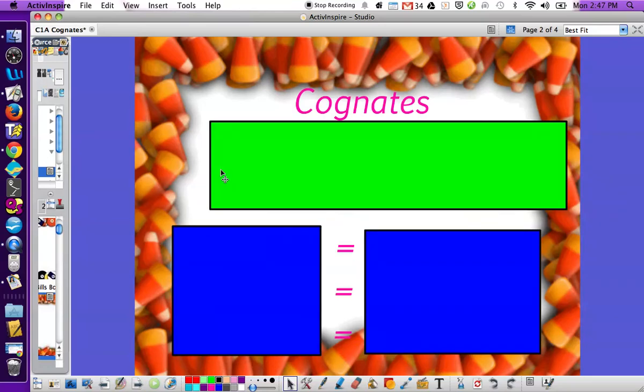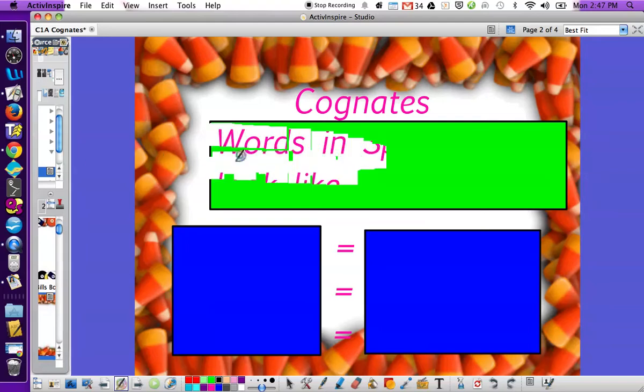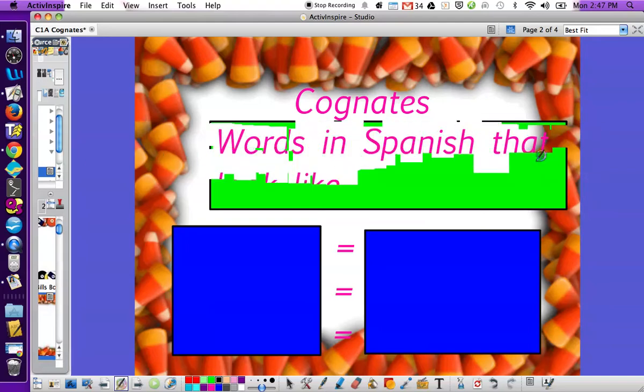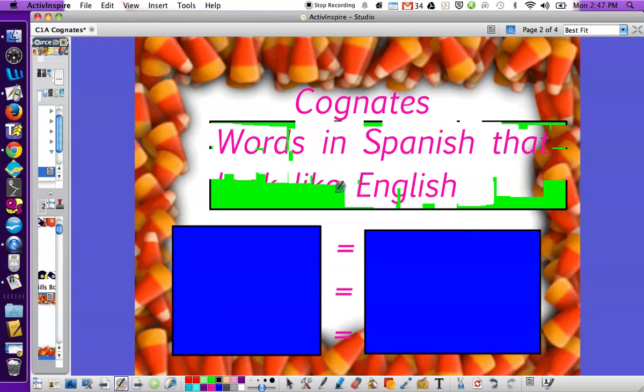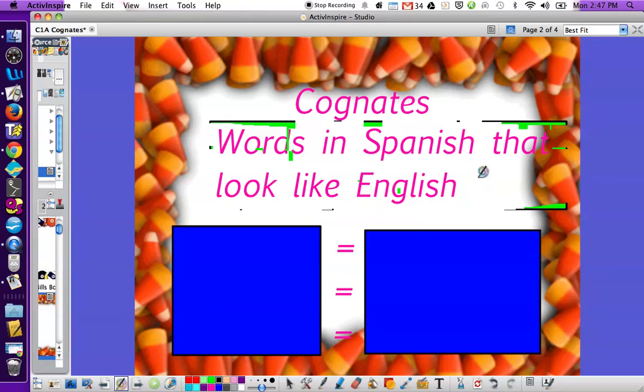You may be wondering what a cognate is. After all, it's not a word that we hear a lot in the English language, but it's actually a really useful word when you're learning a foreign language, because a cognate is a word in Spanish or any foreign language that looks like and sounds like a word in English and has that same meaning. So there are plenty of cognates in the Spanish language, and we're going to take a look at three.